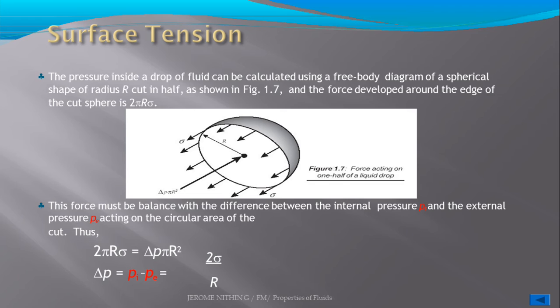So 2 pi r sigma is equal to delta P times pi r square. So delta P is equal to Pi minus Pe, which is equal to 2 sigma by r.